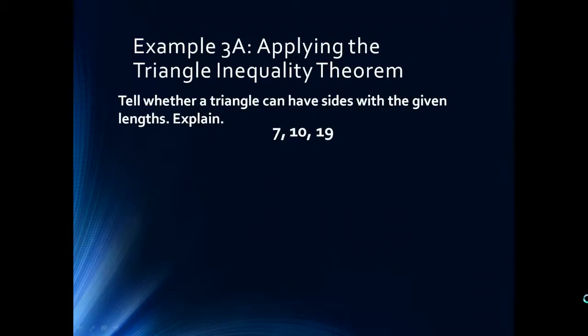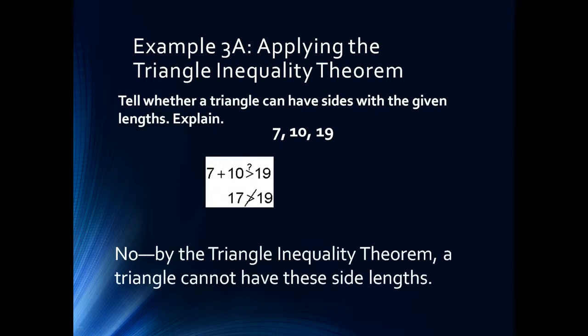Let's look at an example. Tell whether a triangle can have the sides with the given lengths and explain. So we have 7, 10, and 19. Well, 7 plus 10, is this greater than 19? No, 17 is less than 19. So no, by the triangle inequality theorem, a triangle cannot have these side lengths.